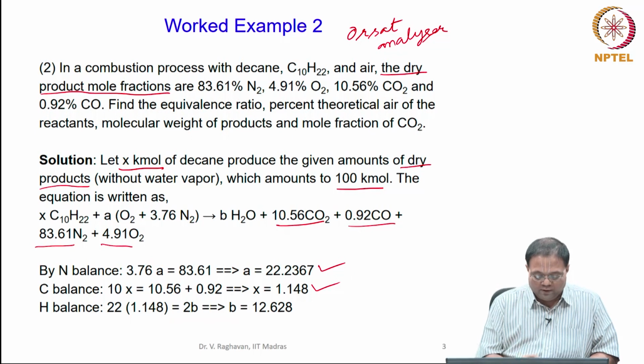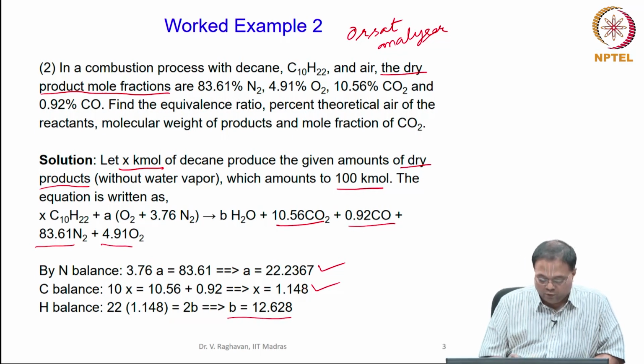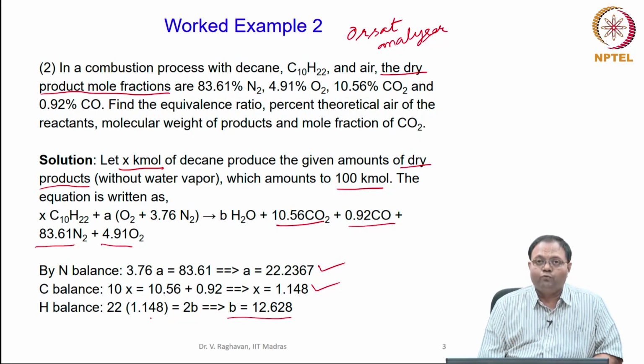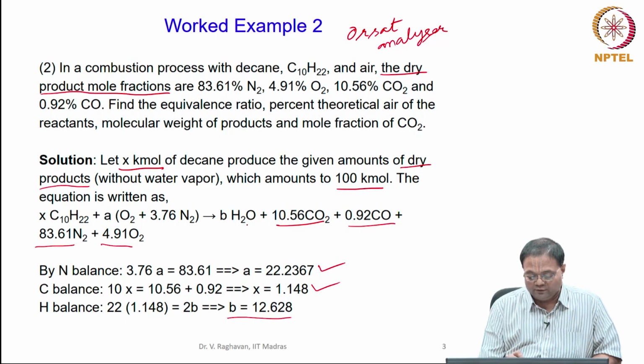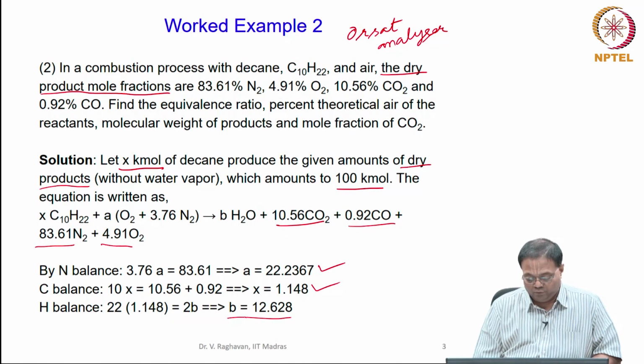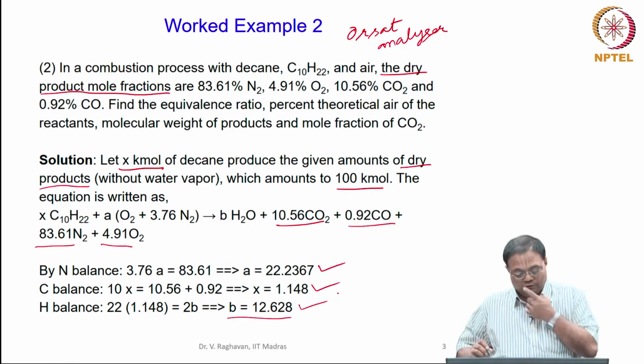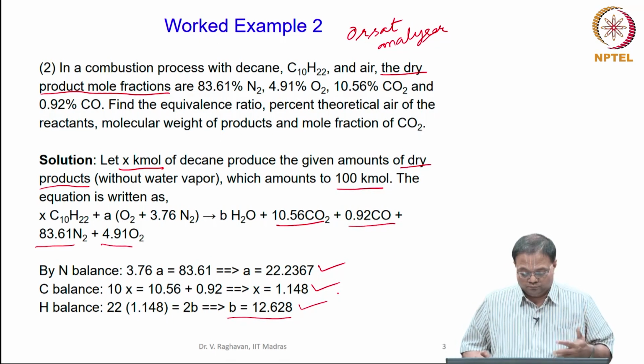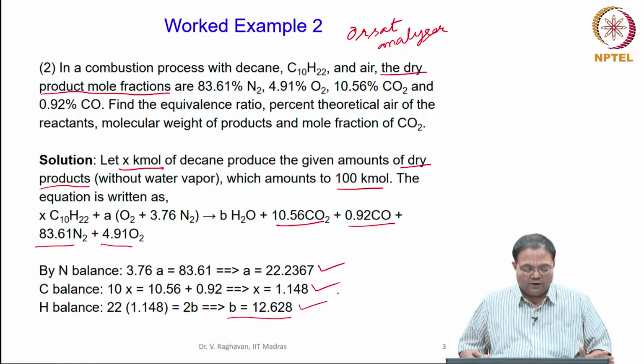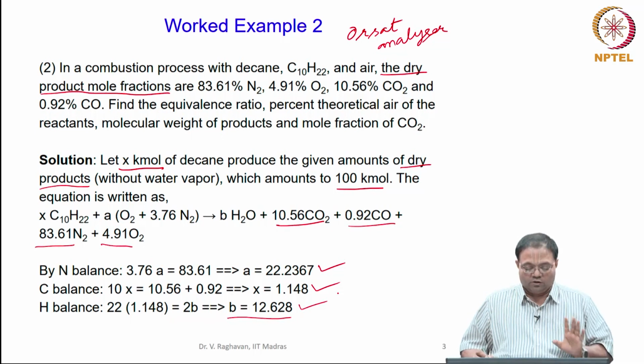Then now do the H balance to get the value of B, that is 22 into x. Now value of x is known, so 22 into 1.148 will be equal to, on the right hand side, 2 times B, the number of H atoms. So B will be equal to 12.628. So the unknowns are x, A and B, we have got that.